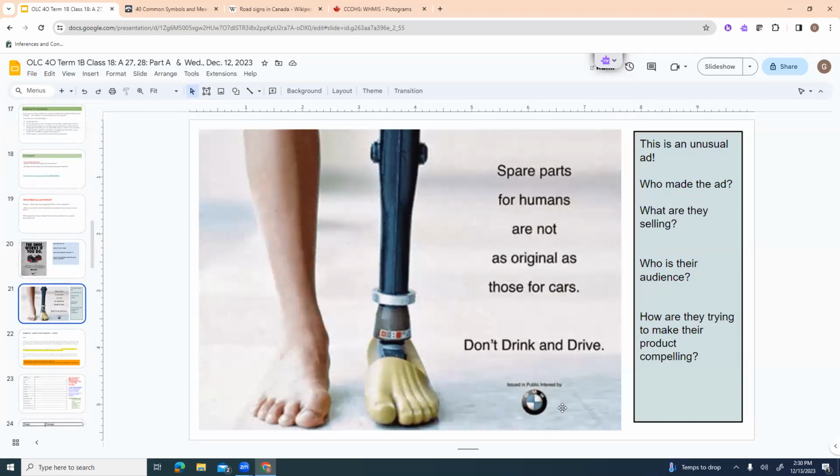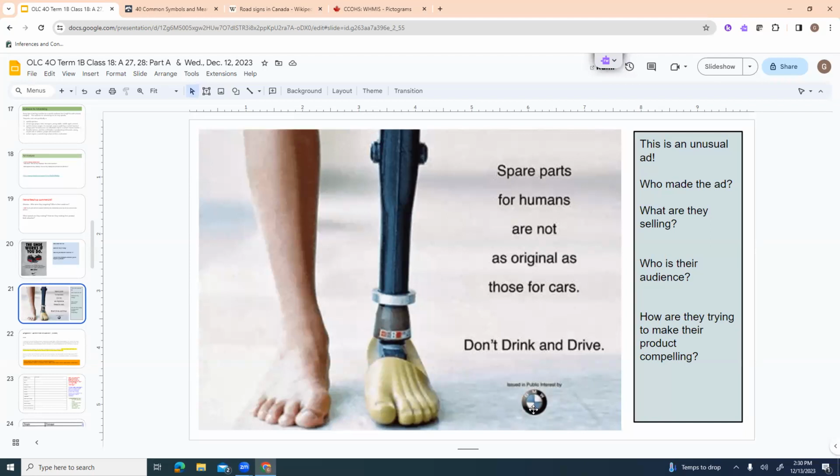So who made the ad? BMW, the car company. What are they selling? I mean, there's no cars in there, but if they weren't selling anything, they wouldn't need to put their logo there. So they are still selling cars. Who is their audience? Well, anybody who's interested in drinking responsibly. Maybe people who have kids, people who are conscientious about their health. How are they trying to make their product look compelling? Well, they're implying that they're a different car company because they care about how you drive.